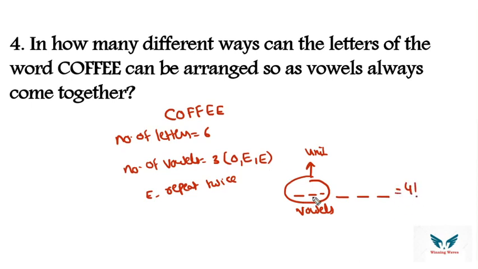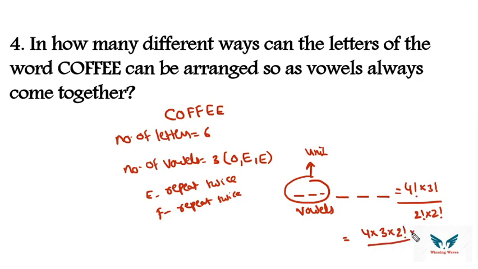Right. Then vowels. In vowels there are 3. That means you can arrange these 3 vowels in 3 factorial ways. Simple. And you can see some of the letters are repeating. So E is repeating twice and F is also repeating twice. So 2 factorial for E and 2 factorial for F. Okay. So 4 into 3 into 2 factorial into 3 factorial by 2 factorial into 2 factorial.